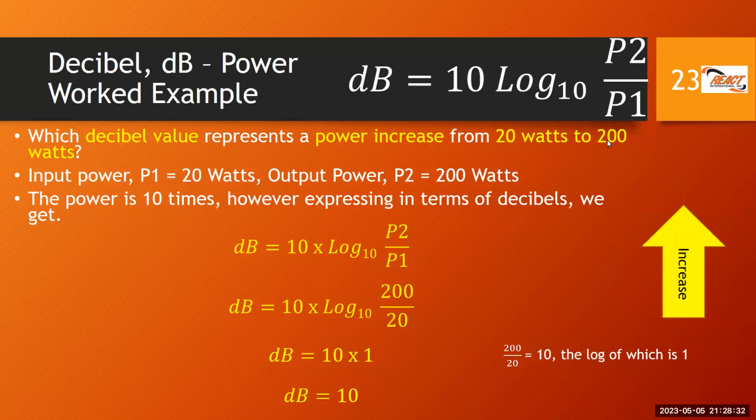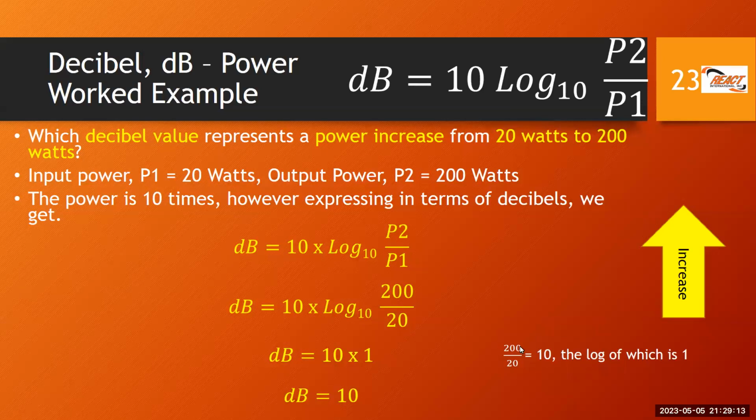All right, so let's come back to this question. We're going from 20 watts to 200 watts, power increase. So that means our input power is 20 watts, that's P1. Our output power is 200 watts, which is P2. So we use our trusty decibel formula. dB is equal to 10 multiplied by the logarithm of P2 over P1. What is P2? P2 is the output power, which is 200 watts. P1 is the input power, which is 20 watts. So we substitute that into the formula, and we end up with dB is equal to 10 multiplied by the log of 200 divided by 20.